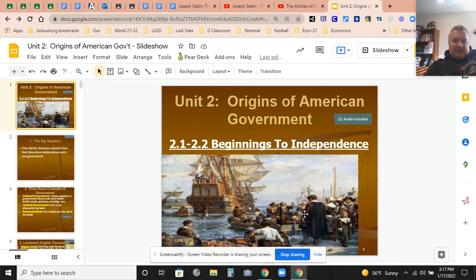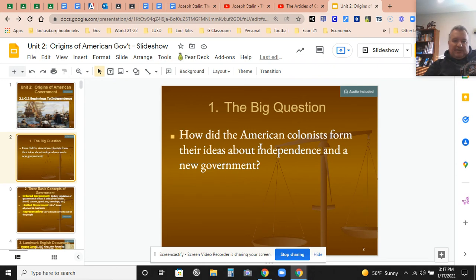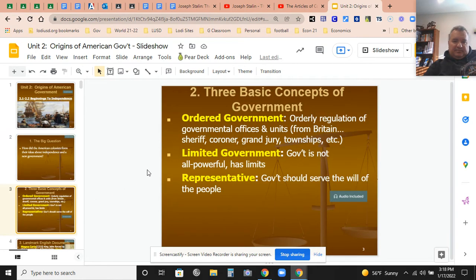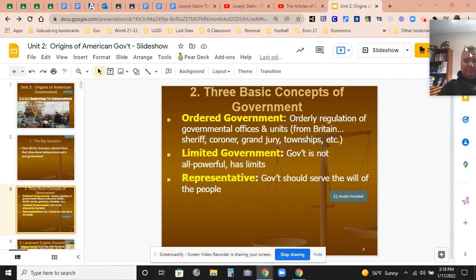There you have interactions between the colonists and the British. The big question for this unit: how did the American colonists form their ideas about independence and a new government? There are basically three basic concepts of government. Ordered government, the orderly regulation of government offices and units. This really comes from Britain: sheriff, coroner, grand jury, townships. These are all mechanisms to organize systems. Limited government. Government is not all powerful. It has limits. And representative government. Government should serve the will of the people.